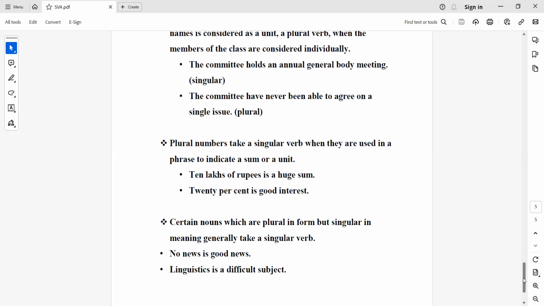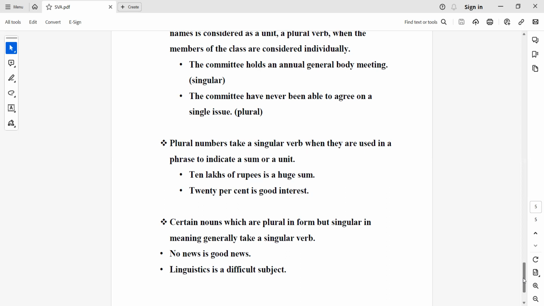The next one is plural numbers take a singular verb when they are used in a phrase to indicate a sum or a unit. 10 lakhs of rupees is a huge sum. 20% is good interest.